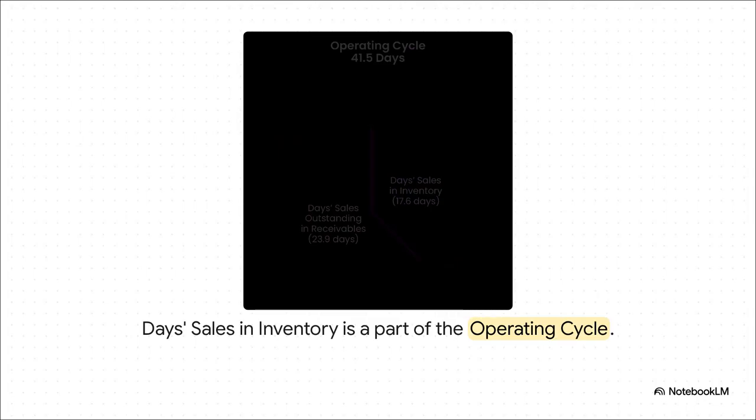Before we wrap up this explainer, let's step back and look at the whole picture. Days sales and inventory, our 17.6 days here, doesn't exist in a vacuum. It's really just one piece of a bigger puzzle. It combines with days sales outstanding in receivables, which is 23.9 days in this example, to form the company's full operating cycle of 41.5 days. That operating cycle is the total time from acquiring the inventory to finally collecting the cold, hard cash from selling it. Understanding how days in inventory fits right into that broader cycle is totally key to mastering activity ratios overall.